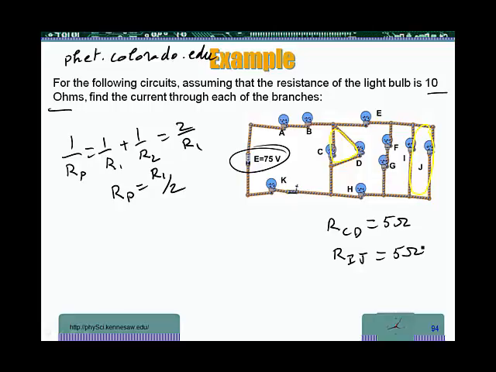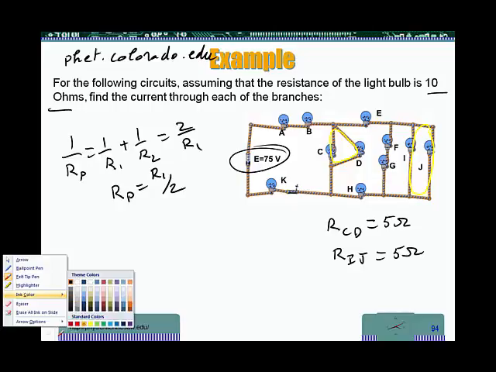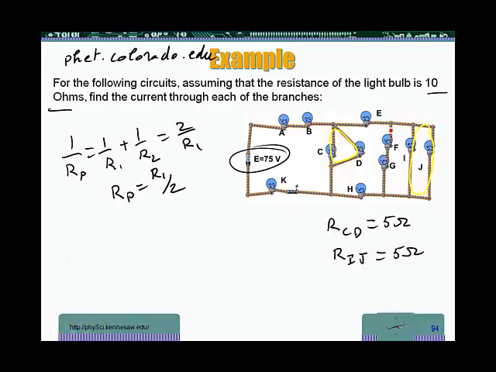Now we need to also identify what's in series. I'm going to use another color for this. When I have two elements just next to each other, that's easy. We know F and G are in series. A and B are in series. So RAB is going to be R of A plus R of B, so that's going to be 20 ohms. And RFG is going to also be equal to 20 ohms.